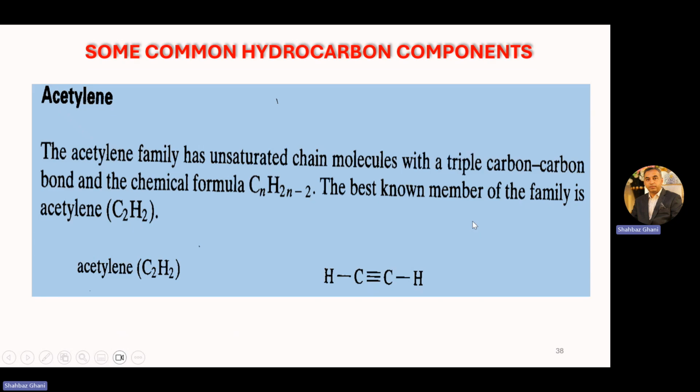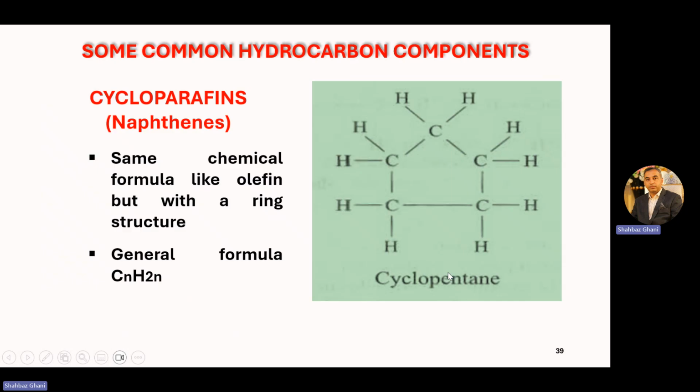Now, another common hydrocarbon is acetylene. The acetylene family has unsaturated chain molecules with a triple carbon to carbon bond. In diolefin, we have double carbon bonds. In acetylene, we have a triple carbon to carbon bond. And the chemical formula is CnH2n-2. The best known member of this family is acetylene, C2H2. So the chemical composition is like this.